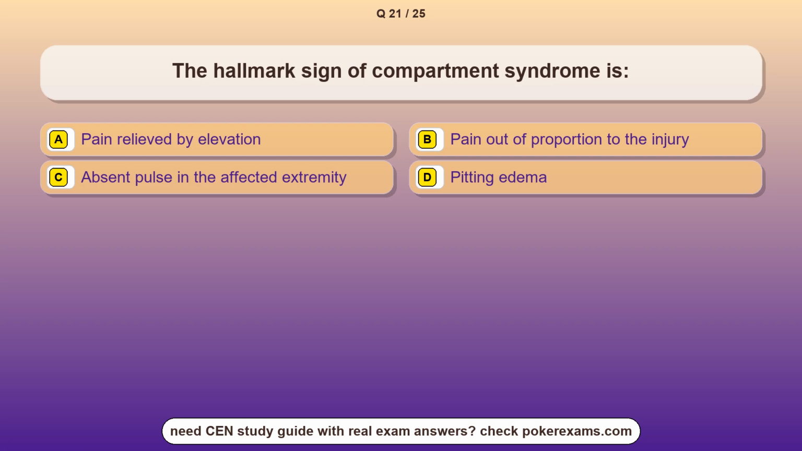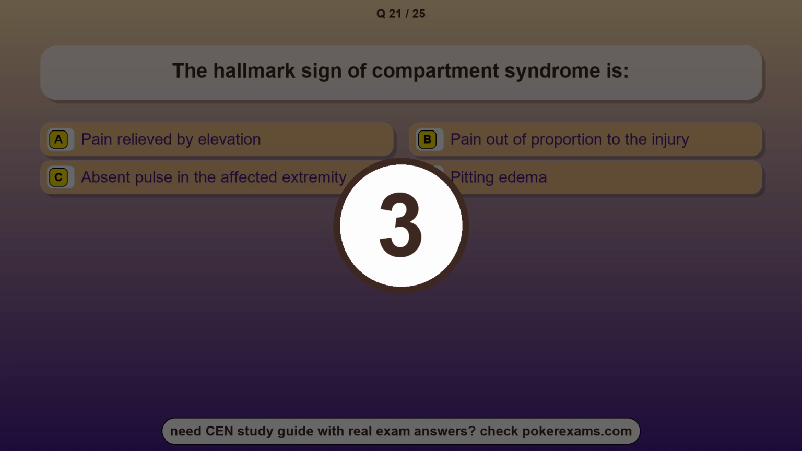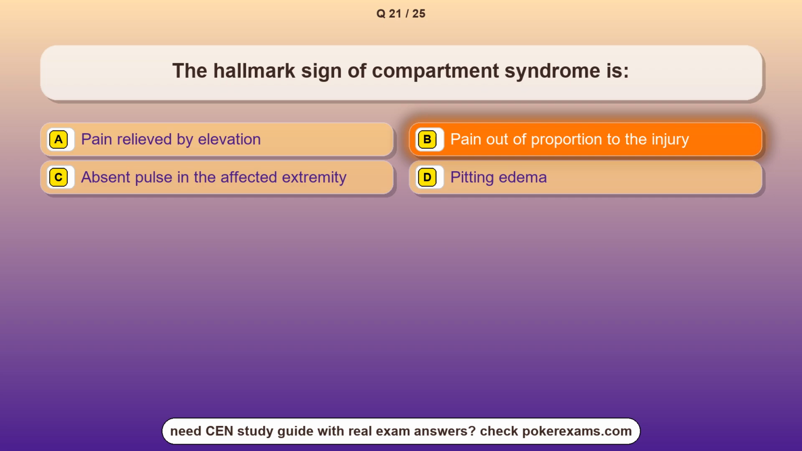Question 21. The hallmark sign of compartment syndrome is option A, pain relieved by elevation. Option B, pain out of proportion to the injury. Option C, absent pulse in the affected extremity. Option D, pitting edema. The correct answer is option B, pain out of proportion to the injury.